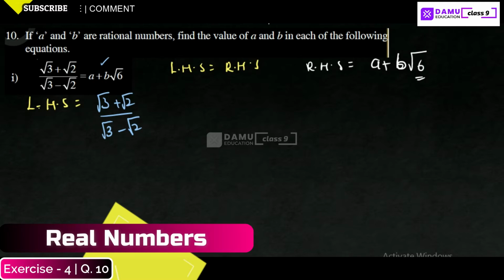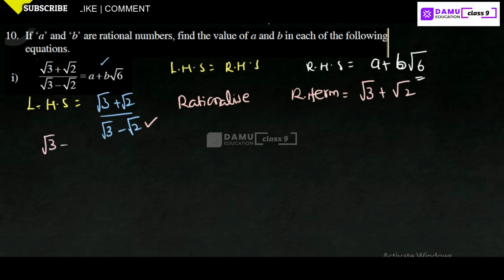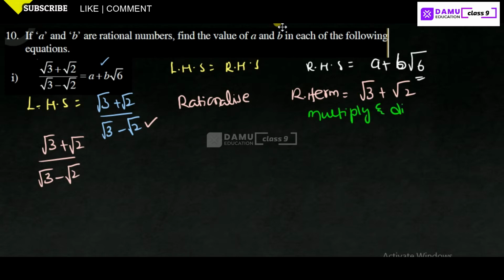So we have to show that if you go with rationalizing factors, we are going to rationalize this. The denominator will not change but the sign will change: square root of 3 plus square root of 2. So let's write (square root of 3 plus square root of 2) whole divided by (square root of 3 minus square root of 2), and multiply and divide with square root of 3 plus square root of 2.